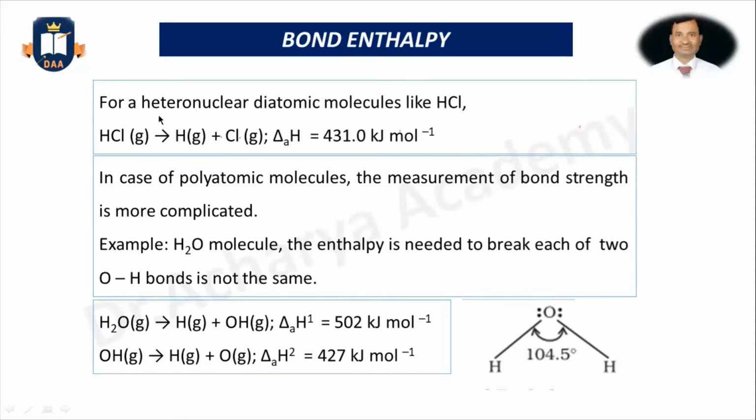We'll consider heteronuclear diatomic molecules like HCl. H is one type of atom, the hydrogen atom, and chlorine is another type of atom. That's why it is a heteronuclear diatomic molecule. For this, the bond enthalpy is 431 kilojoule per mole.